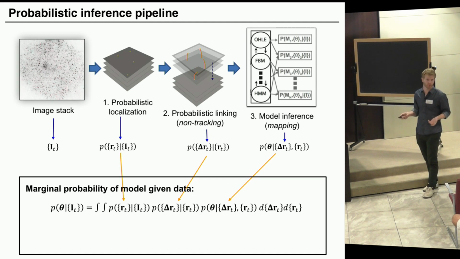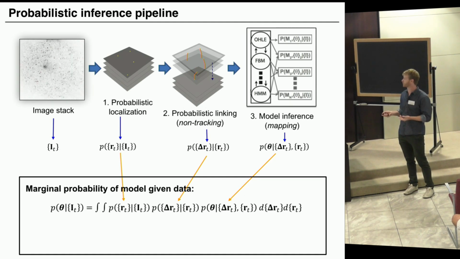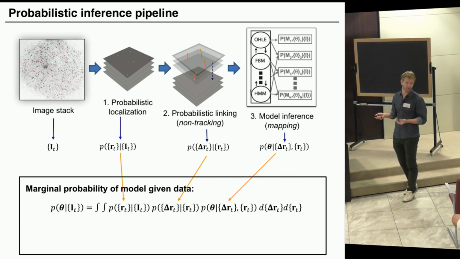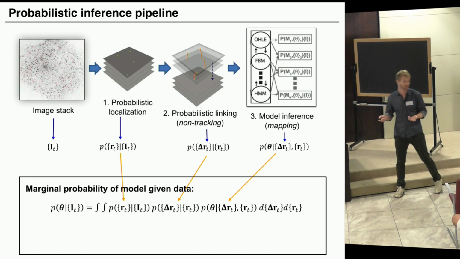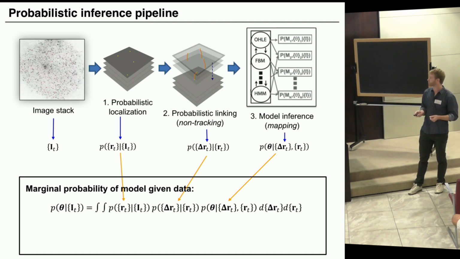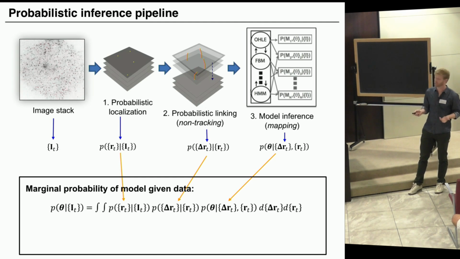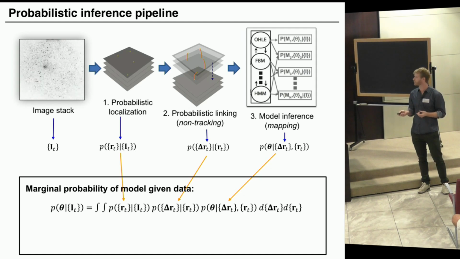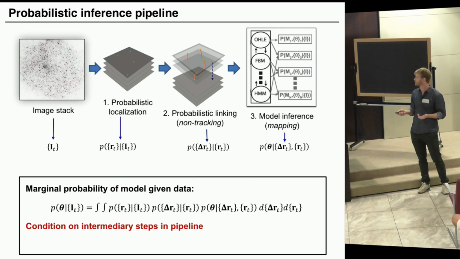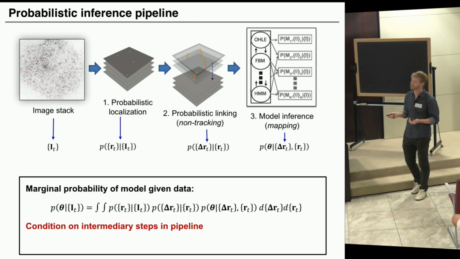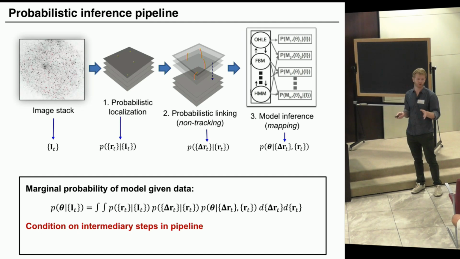So this is the proper way to do it from a statistical point of view. The problem is, of course, that we can't perform these integrals in practice because this is simply too hard. It's computationally too hard. So what we tend to do, and what is actually done in practice, is that we condition on intermediary steps in the pipeline.